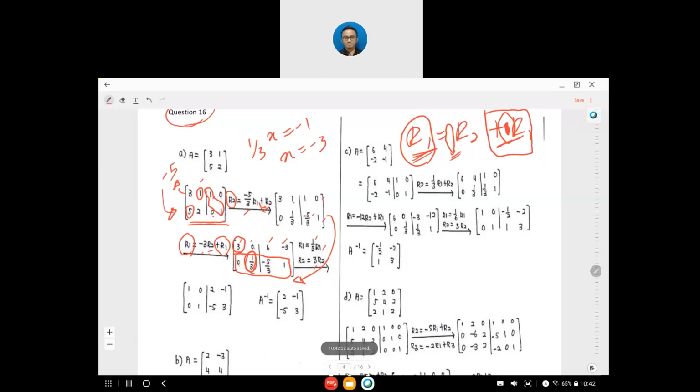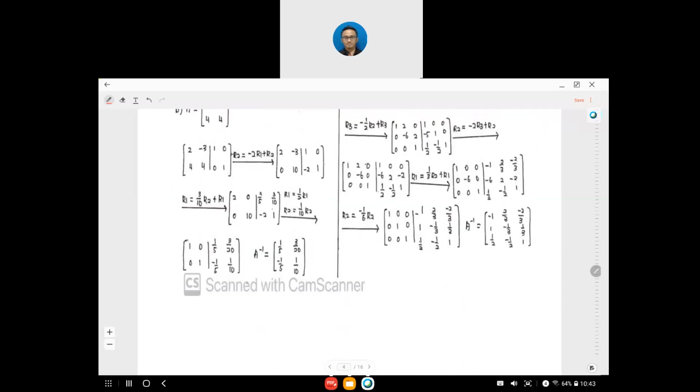Okay, so when you do row 1 divided by 3, you will get 1, 0, 2, negative 1. And then, to become 1 over 3 as a 1 times by 3, 0, 1, negative 5, 3. Okay. So, your inverse is this side matrix. So, write it back. Don't forget to write it. A inverse equal to 2, negative 1, negative 5, 3. Okay. Next, look at question B.